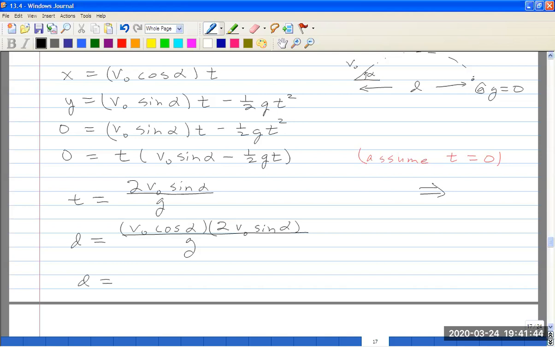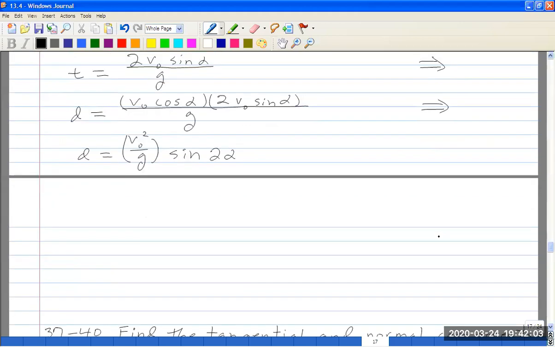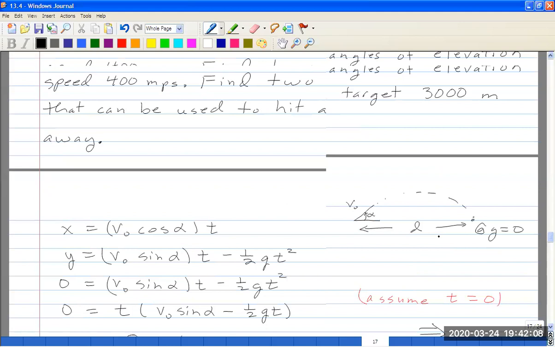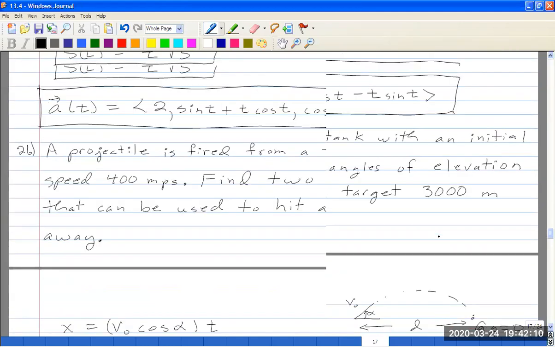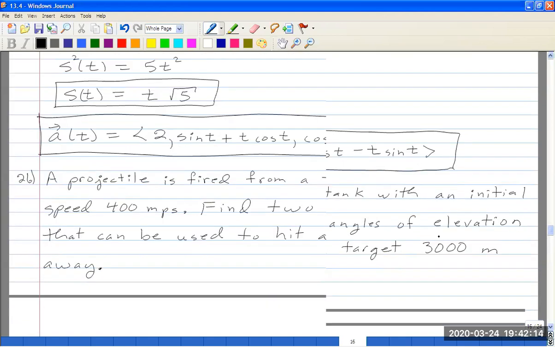And so I have a v0 squared over g. I have here a 2 sine alpha cosine alpha, so that's a sine of 2 alpha. Okay, so now we can do this problem. So it says assume that you are 3,000 meters and the initial velocity is 400. Okay, so let's do that.